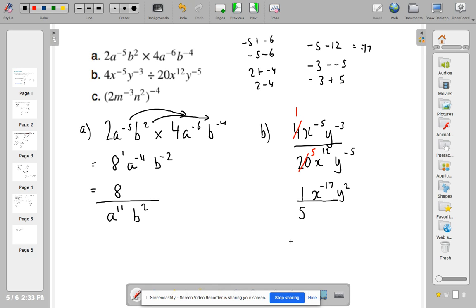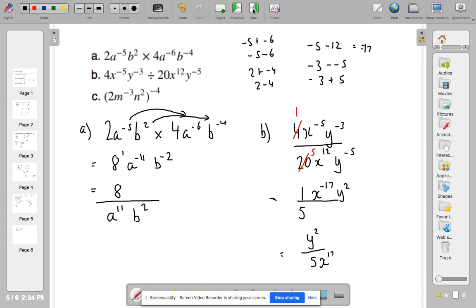Our last step is to make any negative index positive. And look, I've got 1 up there. I don't really need to put that in, so I'm going to leave that out this time. So I've got y squared on top. I've got 5 on the bottom. They've already got positive indices. I don't have to move them. But the x to the power of -17, because that's negative, I move that to the bottom and make it positive. So it becomes x to the power of 17. So my answer, forgetting my equal signs here, is y squared over 5x to the power of 17.